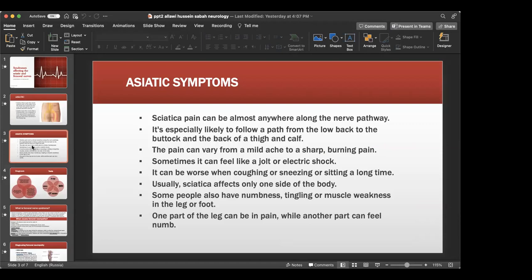Usually, sciatica affects only one side of the body. Some people can have numbness, tingling, or muscle weakness in the leg or foot. One part of the leg can be in pain while another part can feel numb.